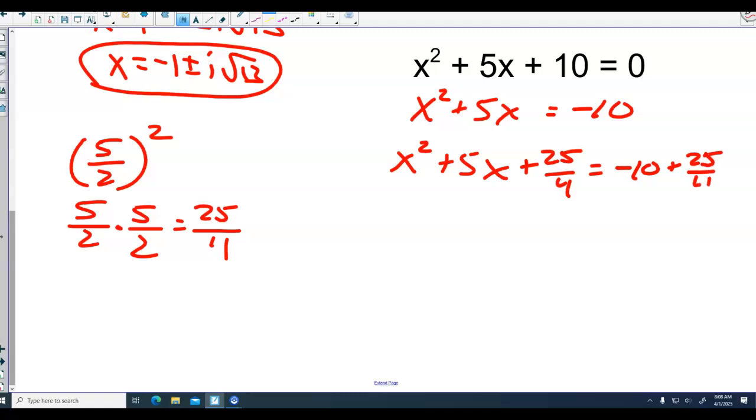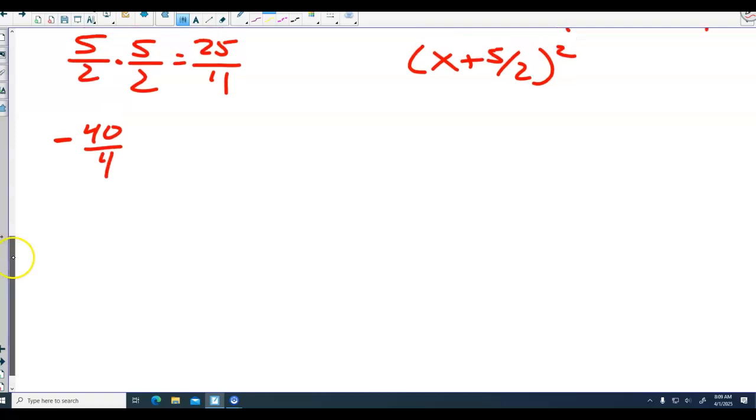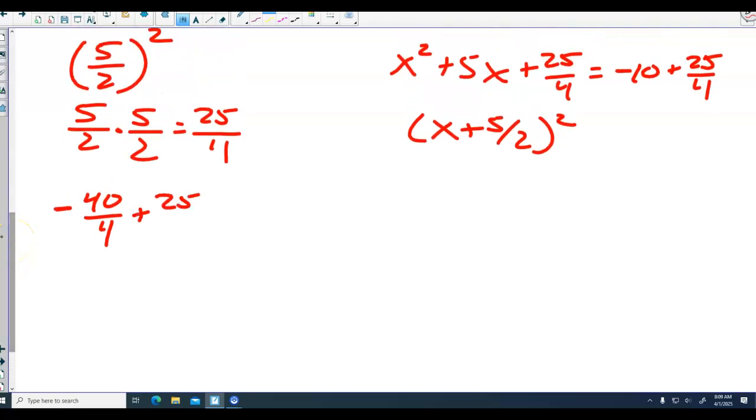Now my advice is this. x squared, when we factor this, we get x plus 5 halves squared. It's always half the middle term in our binomial squared. When adding negative 10 plus 25 over 4, instead of writing negative 10, I'm going to write negative 40 over 4. I'm going to create a common denominator. Negative 40 over 4 plus 25 over 4 is negative 15 over 4. So this equals a negative 15 over 4.